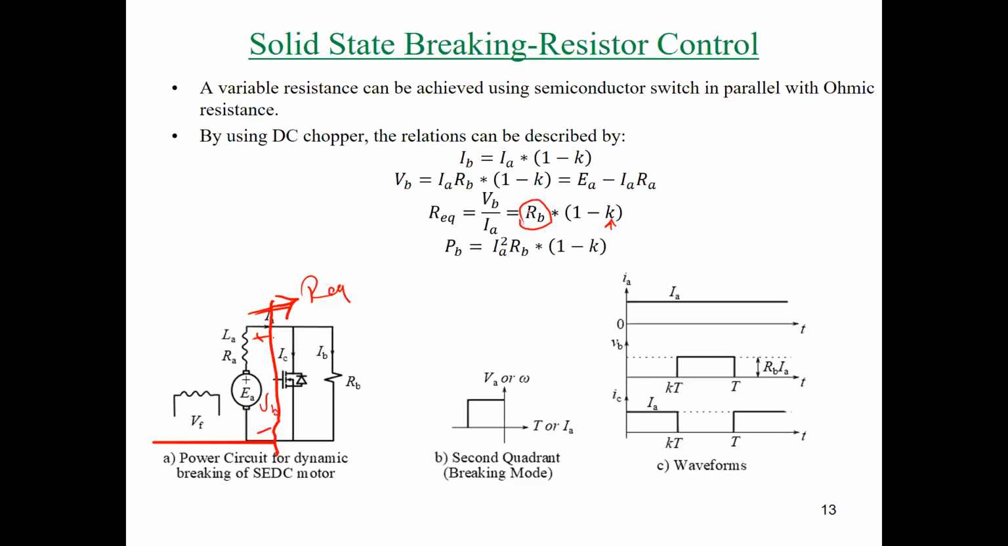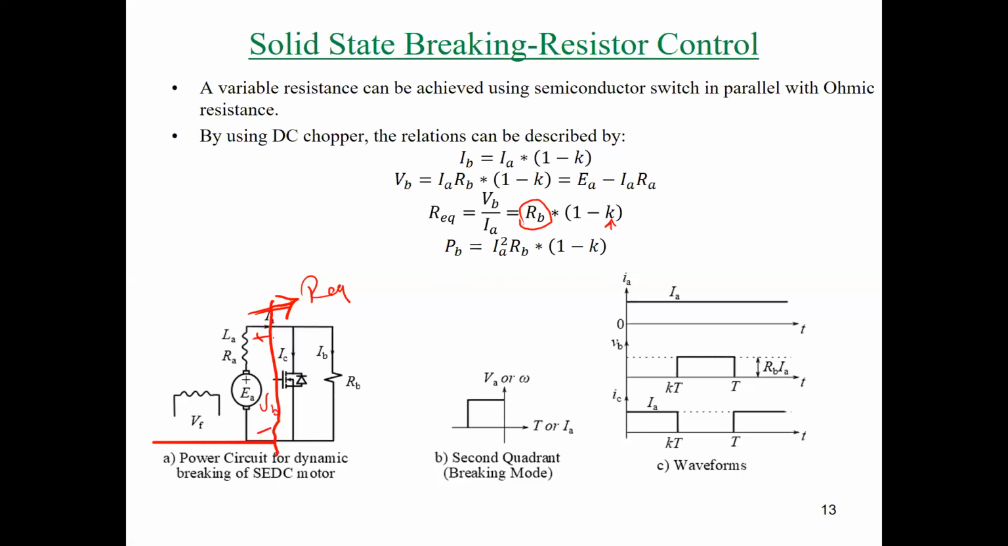For the resistor power, we need to calculate the resistor power. The question again is how much power we need in order to buy the resistance. For that we need to calculate the power dissipated on the resistance. So we calculated here power breaking equals IA square multiplied by RB multiplied by 1 minus K. So based on this value, you need to specify your resistance.